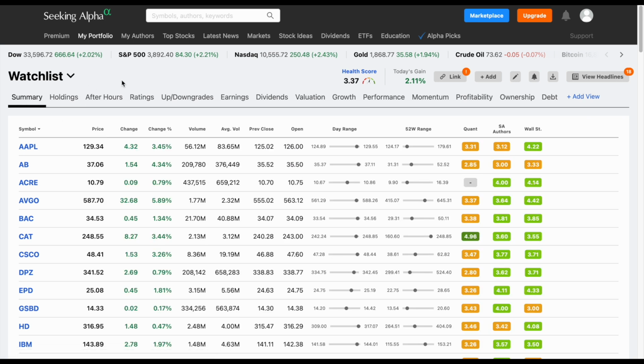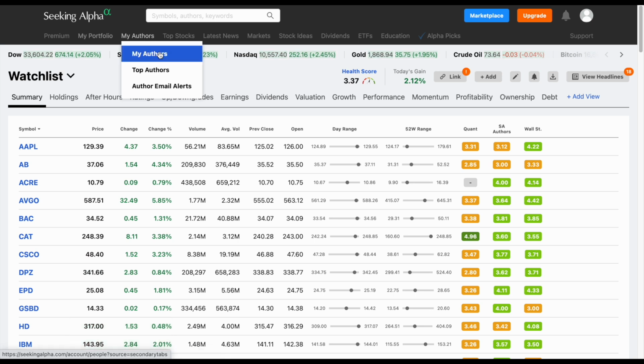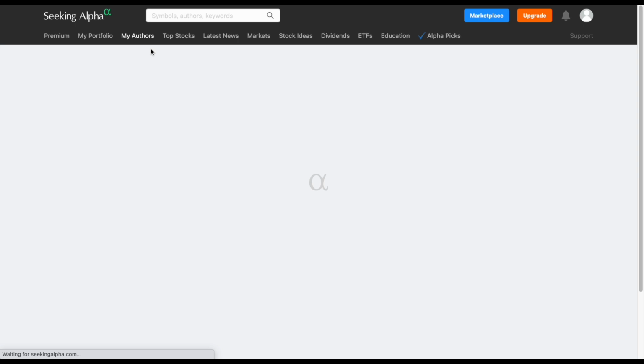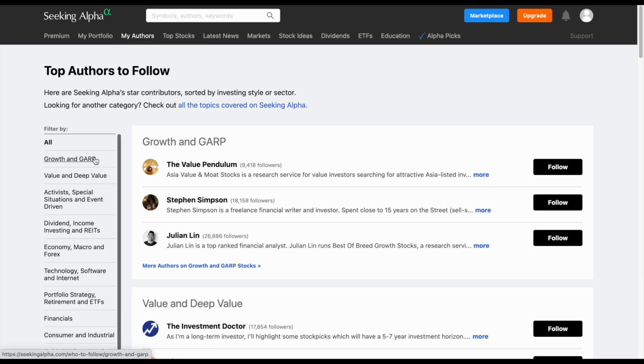You can also create more than one watch list. So if you want to be able to track your bank stocks in one place, some of your dividend growth stocks in one place, and your real estate investment trust in one place, that's really easy to do with Seeking Alpha. Now, something you can also do is if you find a certain author that you like to read, you can also save them and easily pull up those authors. So let's click on my authors. You can see here exactly, we can look at things like our growth, we can see value and deep value. So just a lot of different articles that we have access to right here.